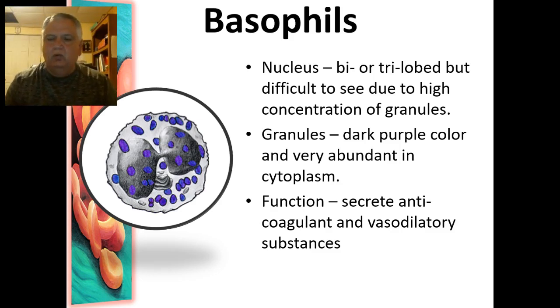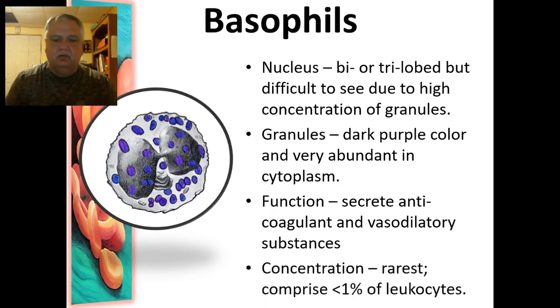So you don't need a whole lot of basophils. You just need some there to produce these chemicals to signal anticoagulation, to stop coagulation, and to produce the chemicals that dilate blood vessels. So they're the rarest in terms of concentration. They comprise less than 1% of the leukocyte population. If you're doing a blood smear and looking for basophils, you can spend a lot of time looking around trying to find a single basophil.